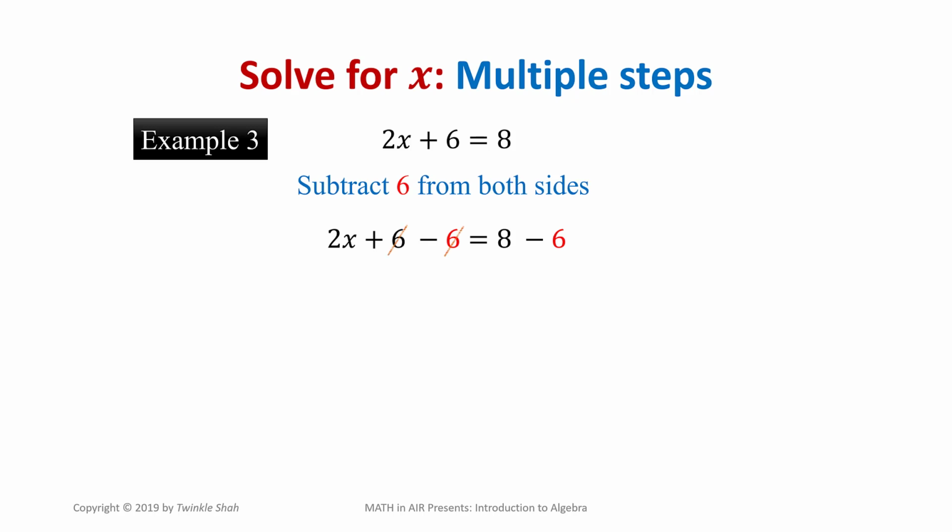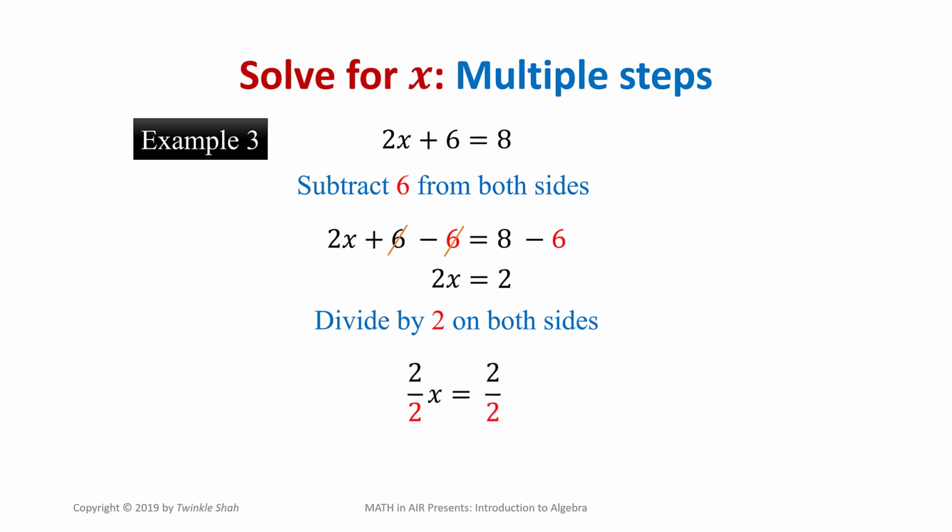Let's cancel out plus 6 and minus 6 on the left hand side. Therefore, we are left with 2x is equal to 2. Now let's further isolate variable x. Here we can divide by 2 on both sides of this equation. Hence we get 2x divided by 2 is equal to 2 divided by 2. Therefore, x is equal to 1.